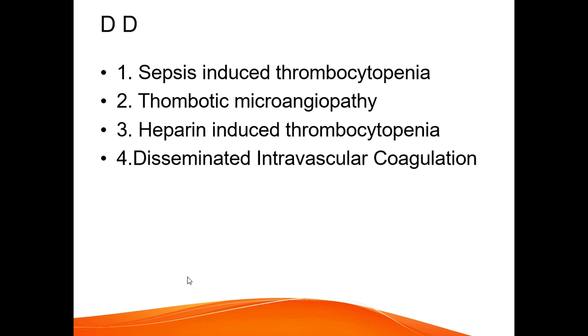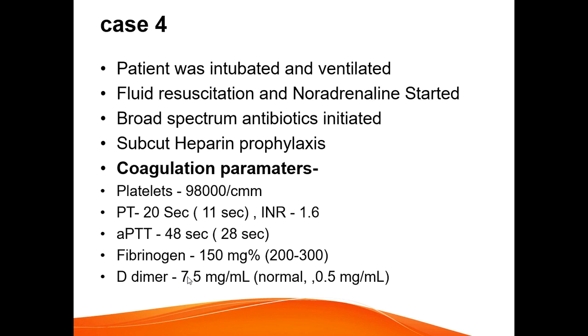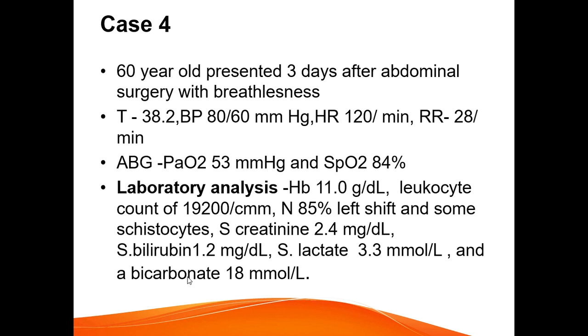TTP, normally PT-PTT is normal in these patients, right? Which is not here. D-dimer can be raised because they are forming clots, but PT-PTT is normally raised. Some schistocytes, which we saw on the peripheral smear, can also be seen in DIC. So unless there is significant fragmentation, in DIC also you can get schistocytes.